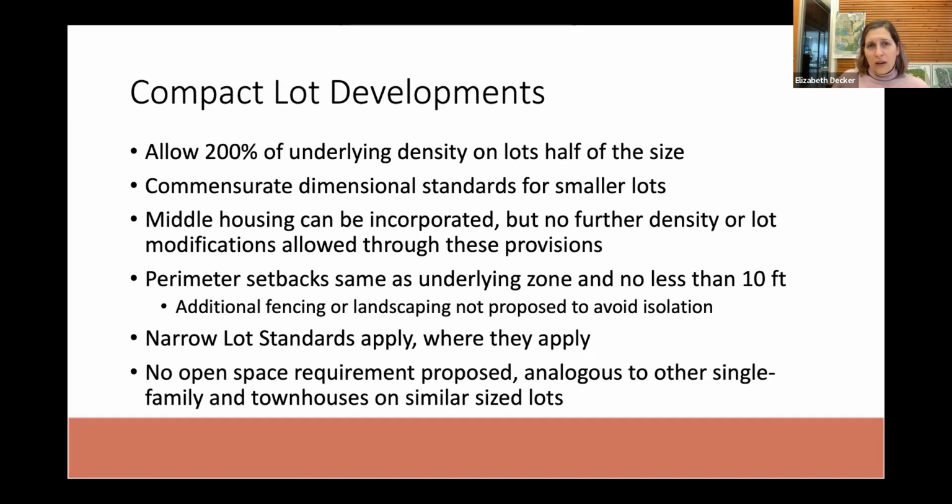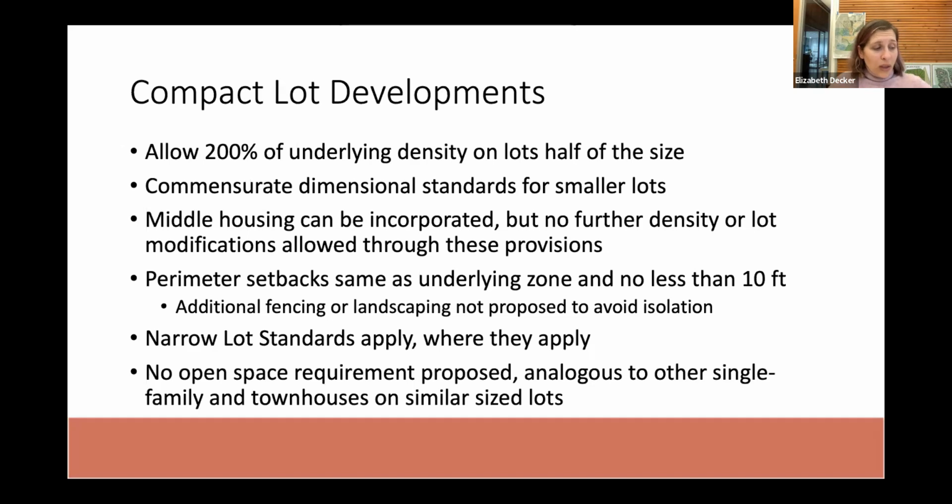With that in mind, the compact lot development borrows from cottages in the number of units that you can do. It's 200% of the density, and the lot sizes are proposed, right now, at exactly half what is allowed in the underlying zone. The dimensional standards, the setbacks, lot widths, and lot depths are all proposed to be analogous to what's permitted on that side. They're proposed to scale with the lot sizes is what I'm trying to say.